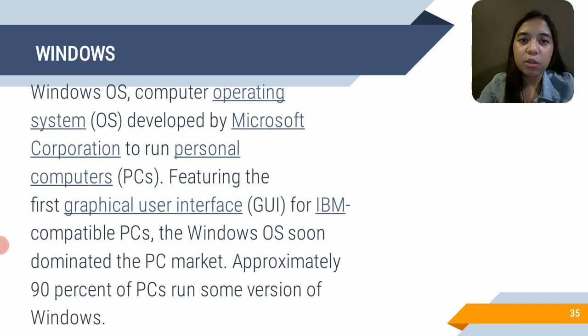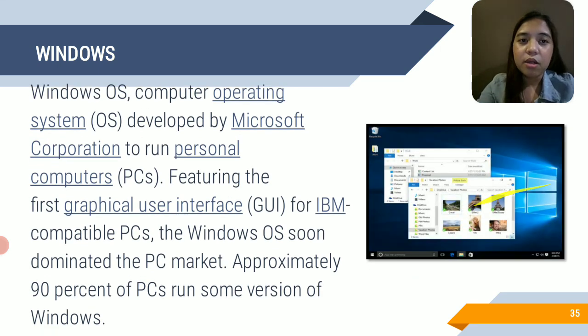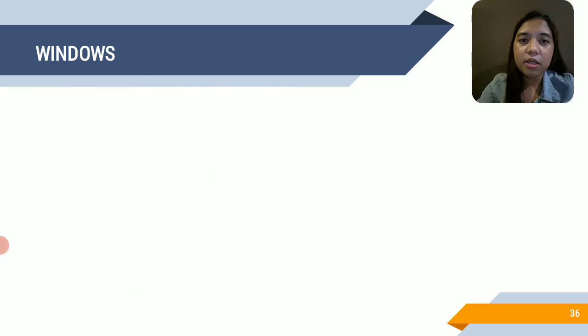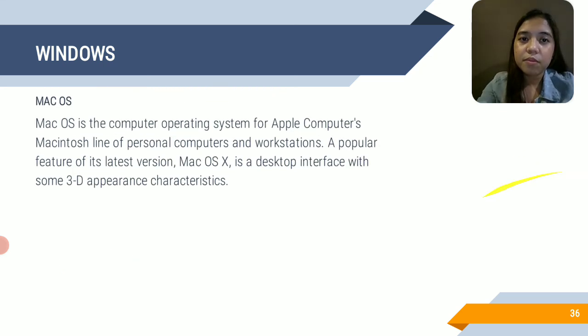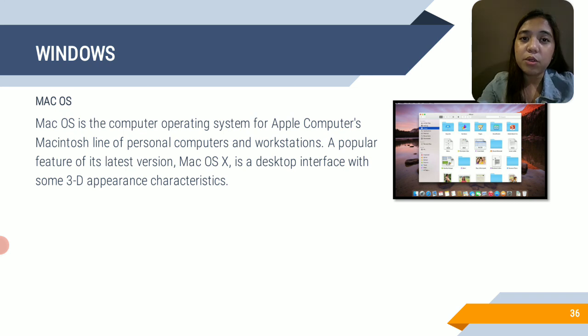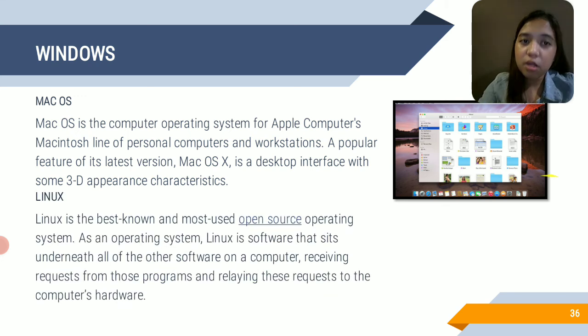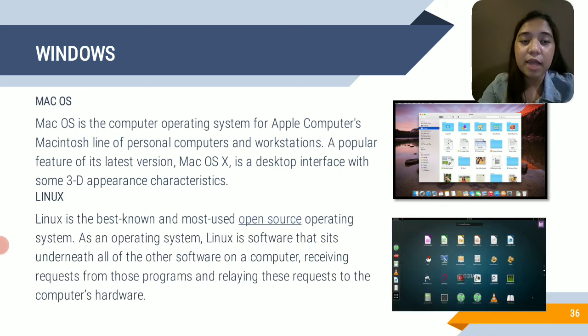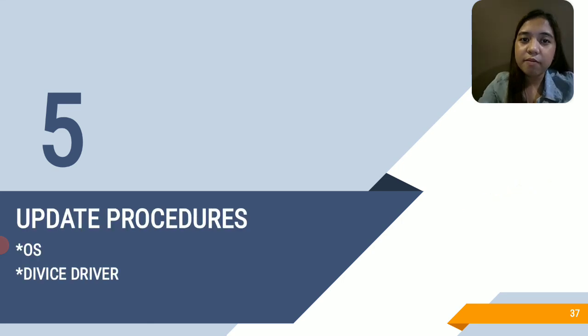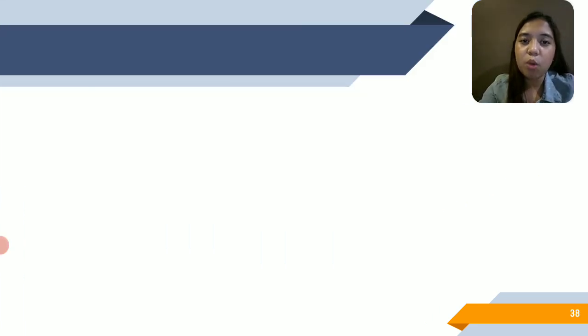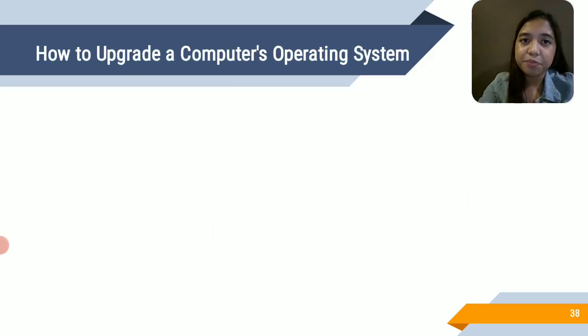So we have Windows, which I mentioned to you earlier. And here with Mac OS, for Apple computers, Macintosh is used in most personal computers and workstations. And Linux is best known as open source. And number 5, update procedures, and we do have OS and device operation.